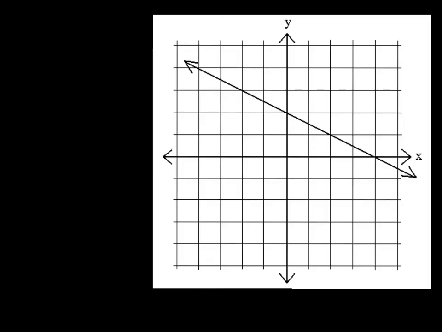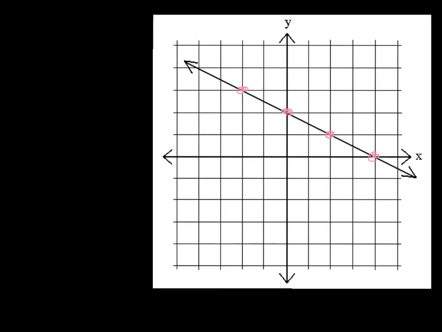Alright, let's try another one. Okay, on this one, you see that you aren't given your points. You have to actually come up with your own points. So what you want to look for is where the line crosses the corner of the grid. For instance, right here, it crosses perfectly. Right here, it crosses perfectly. Right here, it crosses perfectly. And right here, it crosses perfectly.